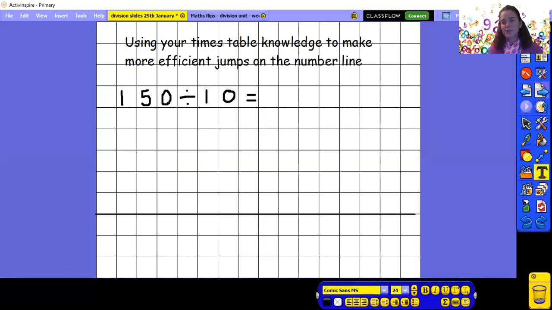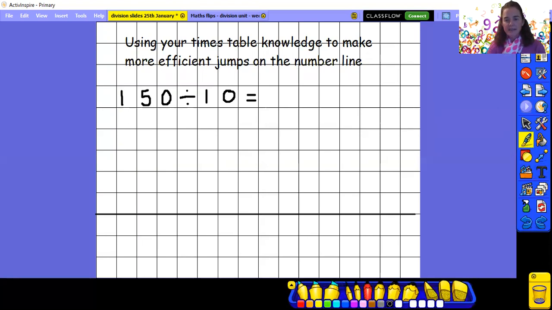So what times table knowledge do you know about the 10 times table? Well, let's write some down, shall we? Let's see. We know that 10 times 10 is 100. So that might help us, mightn't it? What else do we know? What else might help us? We know that 1 times 10 is 10. That might help us. What else do we know? We know that 2 times 10 is 20.